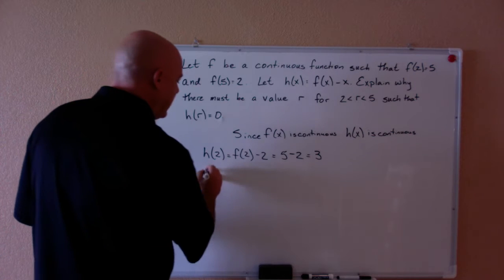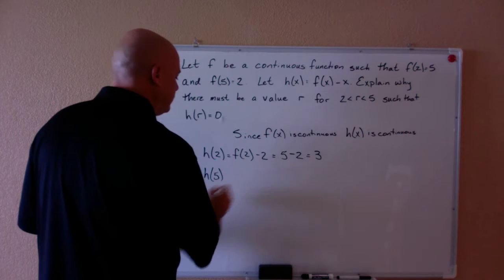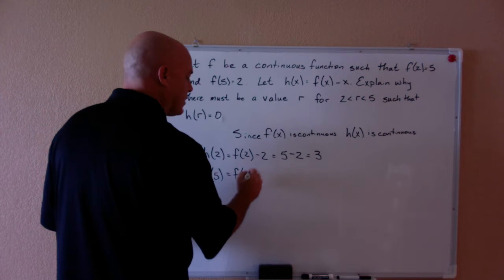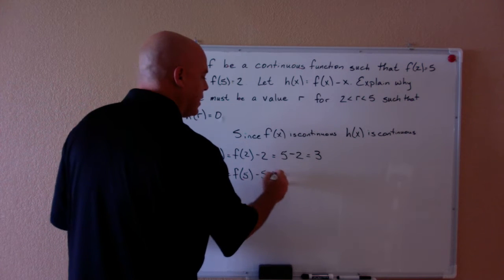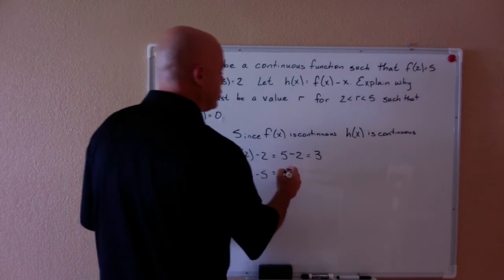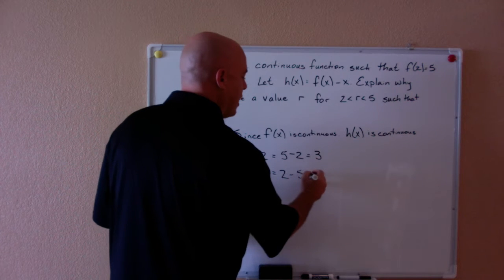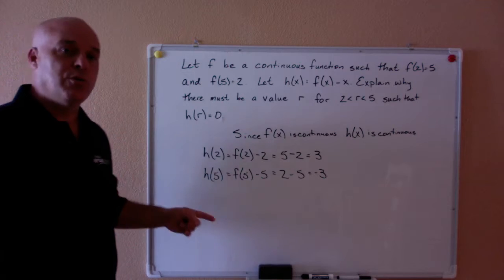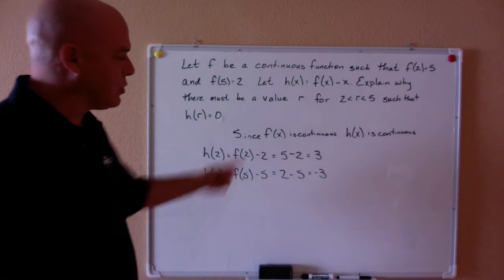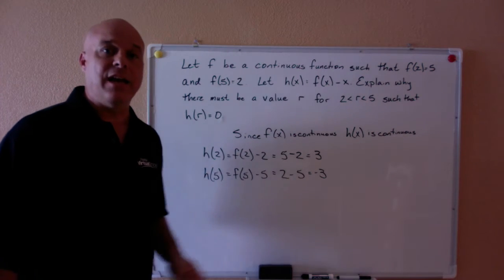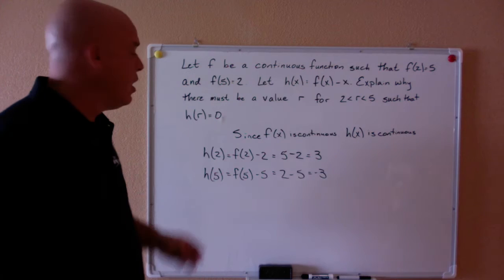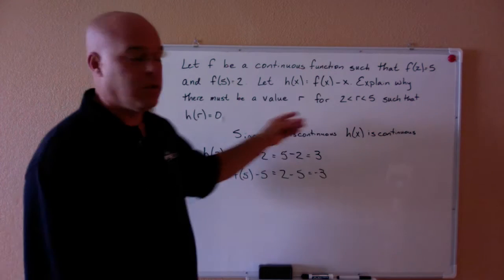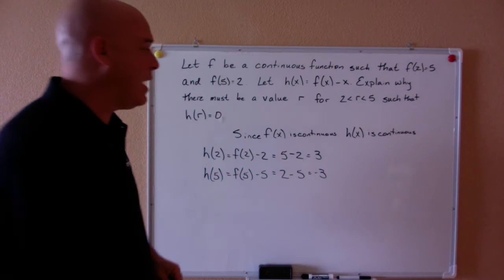Now let's evaluate h of 5. h of 5, plugging in 5 for x there, there, and there, gets me to see f of 5 was 2, minus 5 gets me negative 3. So now I have a continuous function. At h of 2 it was equal to 3, at h of 5 it was equal to negative 3. Since it's a continuous function, when I cross from 2 to 5, I have to hit every value between 3 and negative 3 because of the intermediate value theorem.